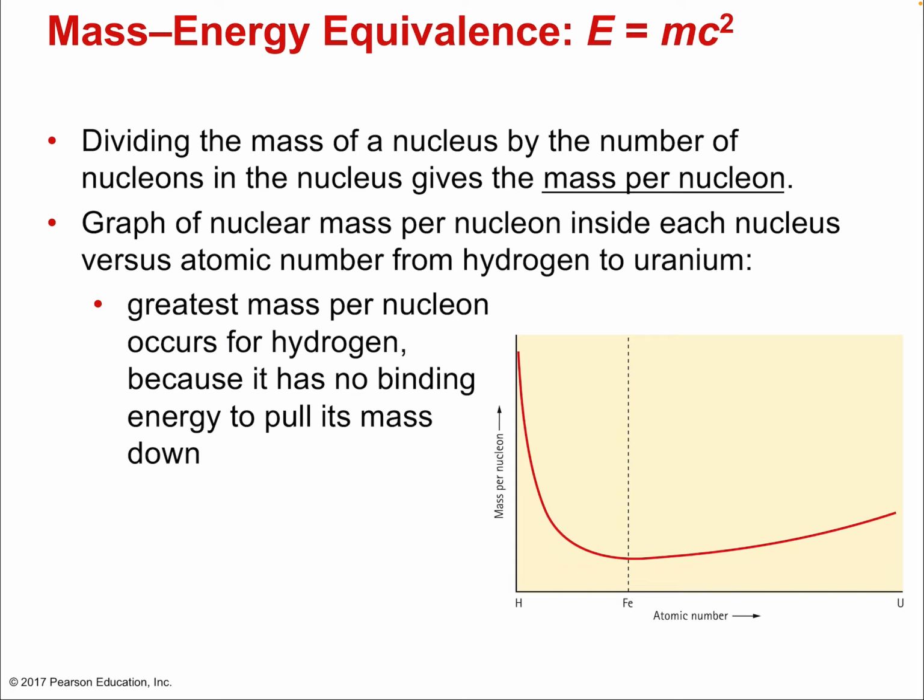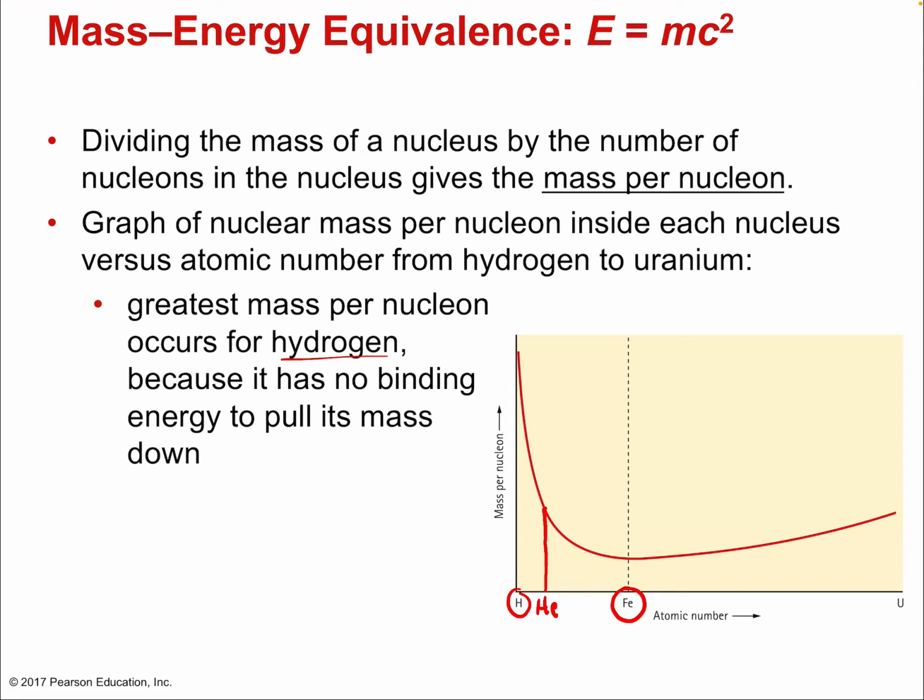The greatest mass per nucleon is actually for hydrogen, because it has no binding energy to pull its mass down. So we have hydrogen over here. Helium would also have a lot of mass per nucleon. As we get over to iron, iron has the least. Iron literally has the least mass per nucleon. Its nucleons are held together inside its nucleus weaker than any other element. And then you get up to uranium, and it goes up again.